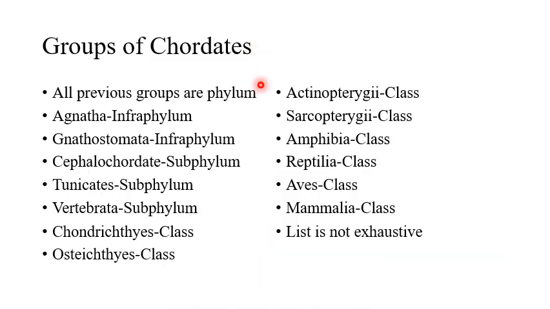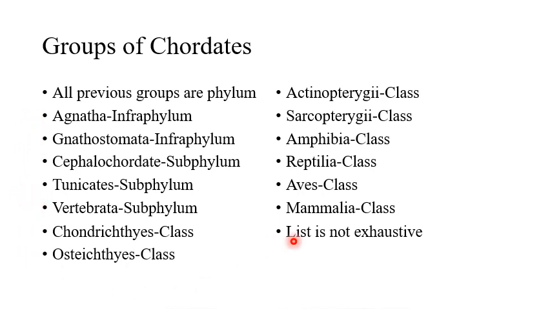So I just really want to give you an idea of the groupings of all these organisms. You don't have to remember all this stuff, but these are a lot of the groups that we're going to talk about, but not all of them, okay? So all the previous groups we talked about were phylum, and chordate is a phylum as well. You have infraphylums, which are right below a phylum, and then a subphylum is typically a subdivision of an infraphylum, okay?